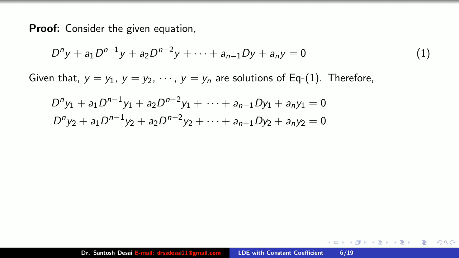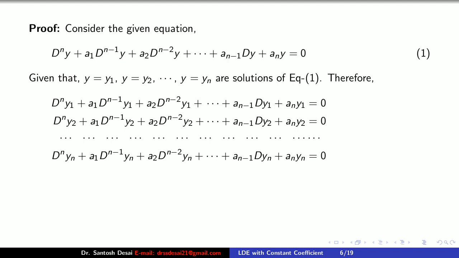Similarly, continuing in this way, y is equal to yn is also a solution. So therefore yn also satisfies equation 1. Thus we get D^n yn + a1 D^(n-1) yn + and so on + a(n-1) D yn + an yn is equal to 0.